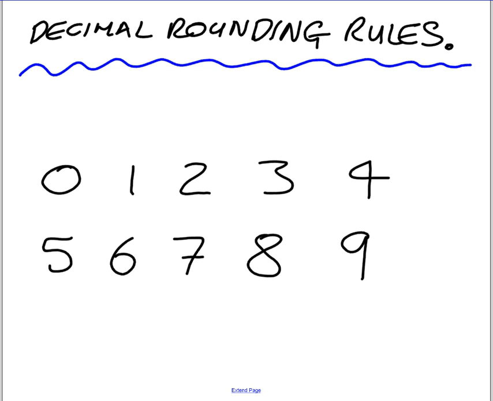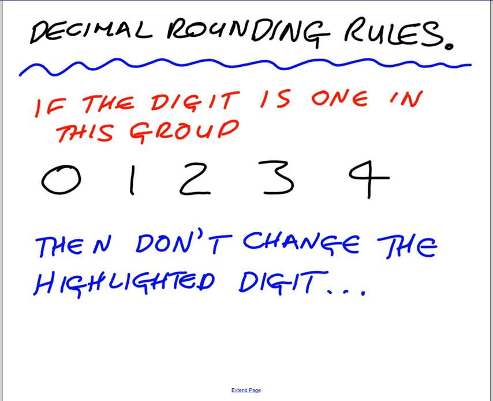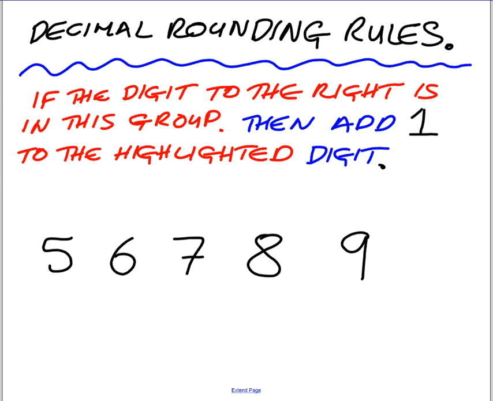So the number to the right will be in one of the following categories. The top line there: 0, 1, 2, 3, 4. If the digit is in this group, what we'll do to the highlighted number is we won't change it at all, and then we'll get rid of all numbers to the right of the highlighted digit. If, however, it belongs to this group, 5, 6, 7, 8, 9, then we'll add 1 to the highlighted digit and get rid of all the numbers to the right.